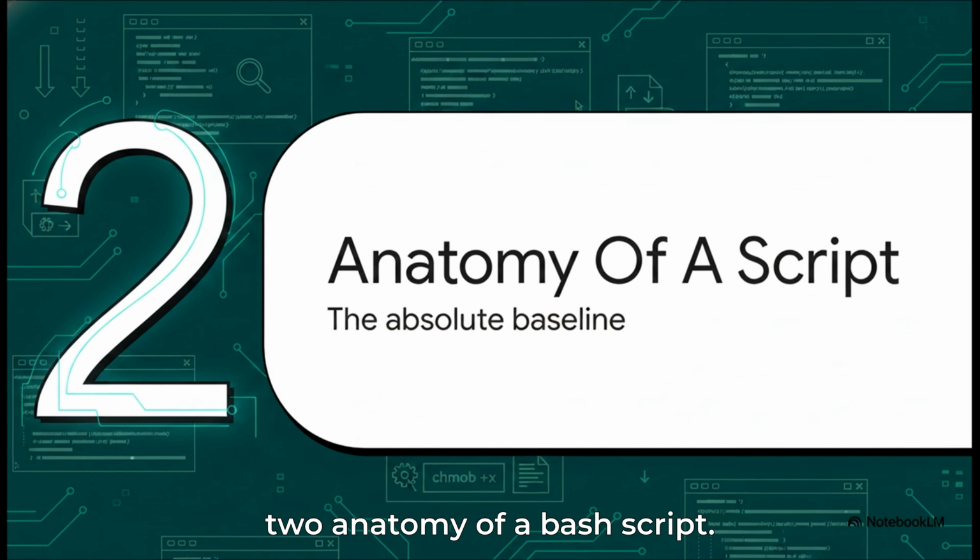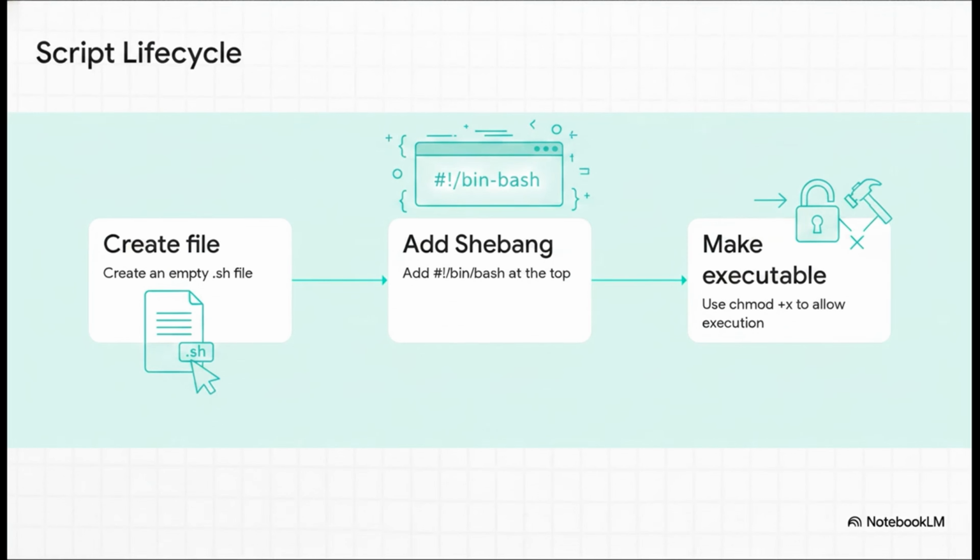Section 2, Anatomy of a Bash Script. To get from a totally blank canvas to that magic command, we need to understand the basic building blocks, right from setting up the file to printing text to the screen with the echo command. There's a mandatory life cycle to setting up a new script in your terminal environment. First, you create an empty file, usually ending in .sh. Second, you add a shebang at the very top. And third, you make the file executable. Let's break those down, starting with the shebang.